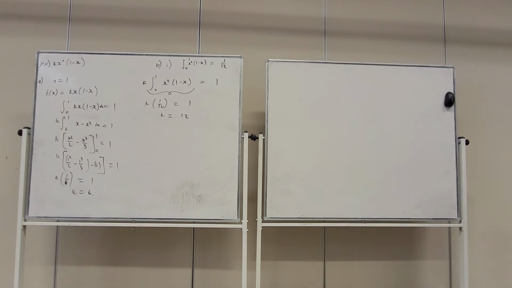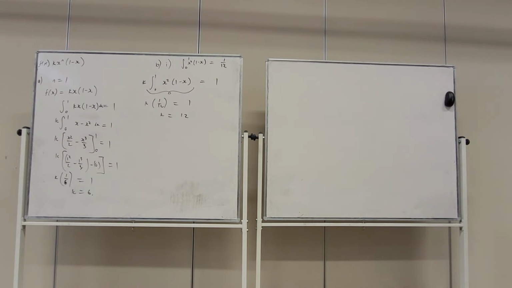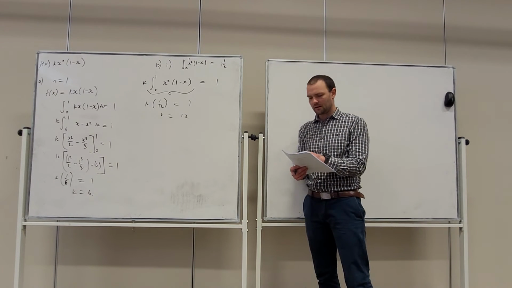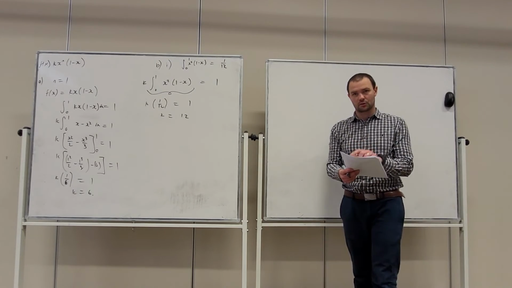After considering several more values of n, the following conjecture is made. We've got a conjecture here. In order for f of x equals this to form a probability density function between 0 and 1, k has to equal n plus 1 times n plus 2.